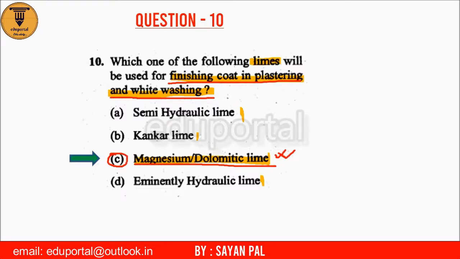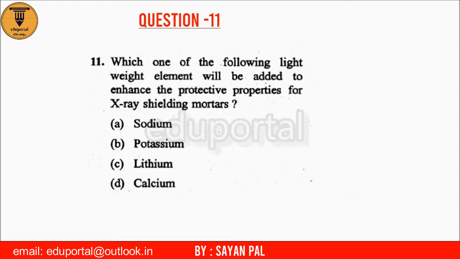Now let's move on to question number 11. It says which one of the following lightweight elements will be added to enhance the protective properties for X-ray shielding mortar. Okay, so for that we need to know what is X-ray shielding mortar. Here the options are given: sodium, potassium, lithium, calcium. So here the answer will be lithium, but we will check how this answer is coming.